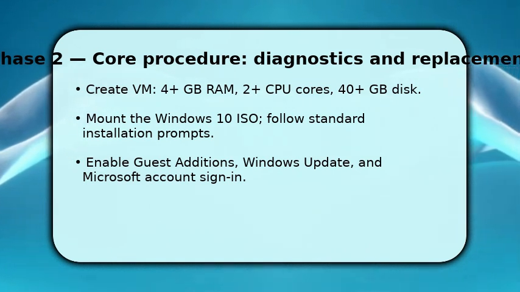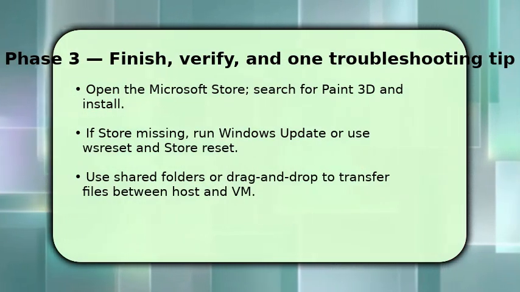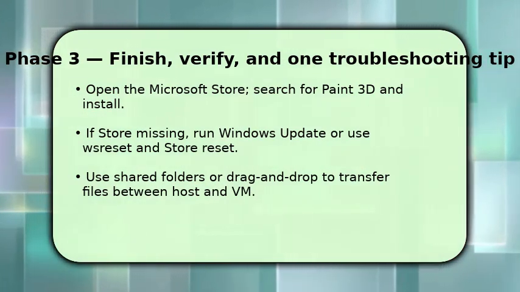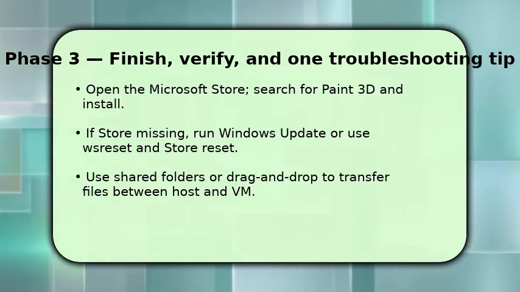Finally, open Microsoft Store in Windows 10 and install Paint 3D. It's either pre-installed or one click away. Once installed, launch Paint 3D and test opening, saving, and exporting projects to a shared folder.